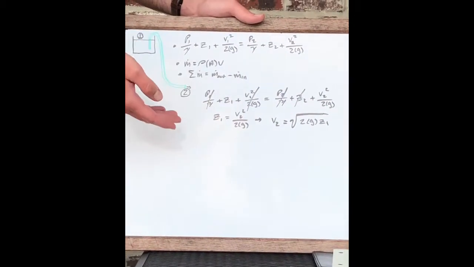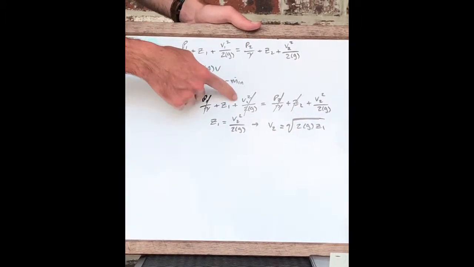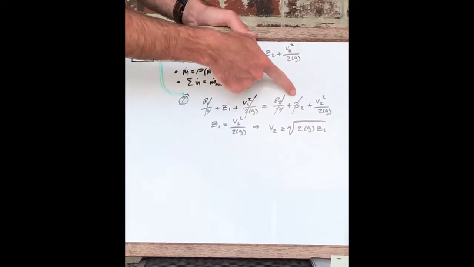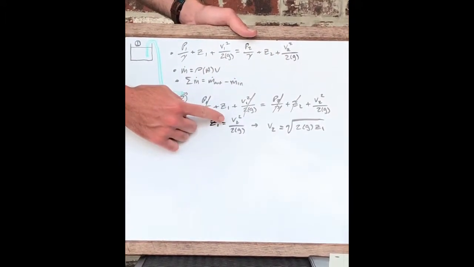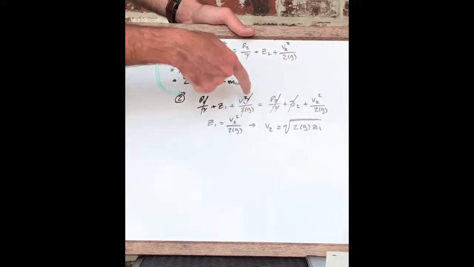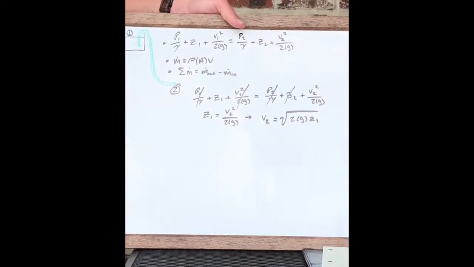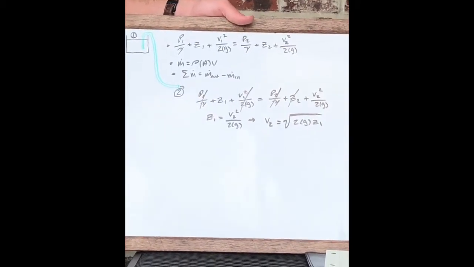Okay. Since we're at atmospheric pressure on both ends of the garden hose, pressures cancel, and there's no velocity at point 1, and point 2 is our reference, so it's 0. So you end up with Z1 equals V2 squared over 2g, which gives V2 equals the root of 2g Z1. All right, so looking at this, as long as there's a height difference between point 1 and point 2, we know there's a velocity.